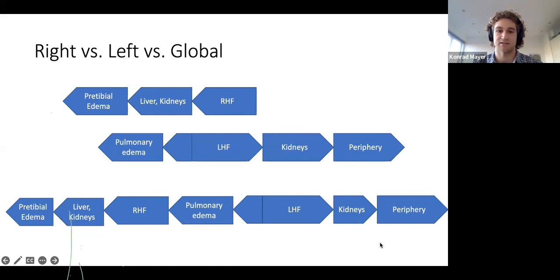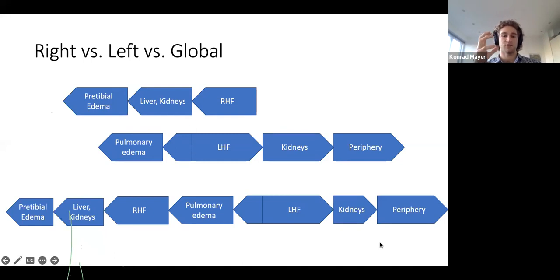Lastly, periphery as in muscles and other organs. And so when we combine these two, then we can have a presentation of global heart failure. And the way to approach global heart failure is best to, first of all, think of left heart failure. And this is also the most classical way of it evolving over time.